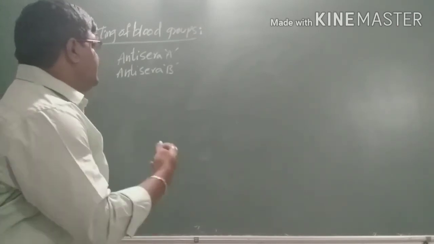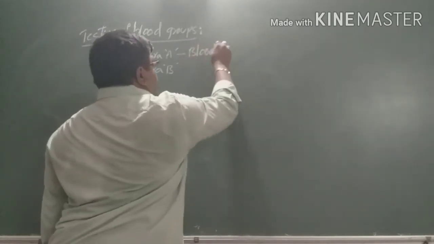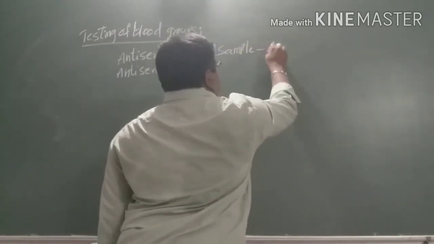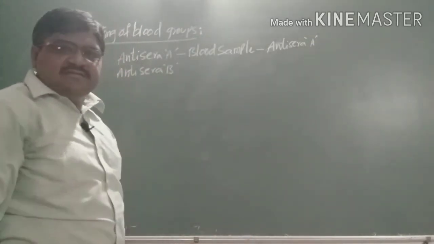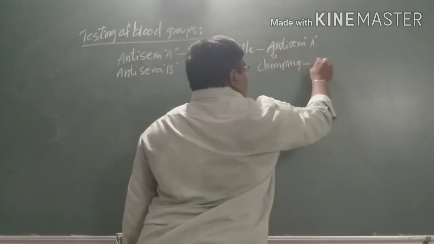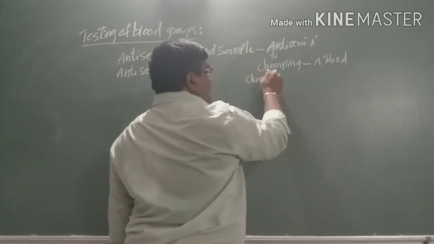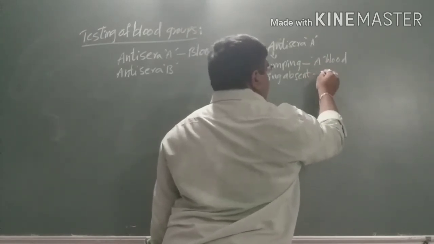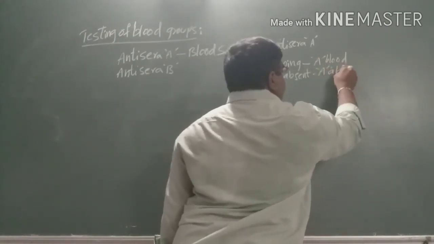If a blood sample is taken and anti-sera A is added, and clumping takes place, then it is called A blood group. If clumping is absent, then we can say A blood group is absent.